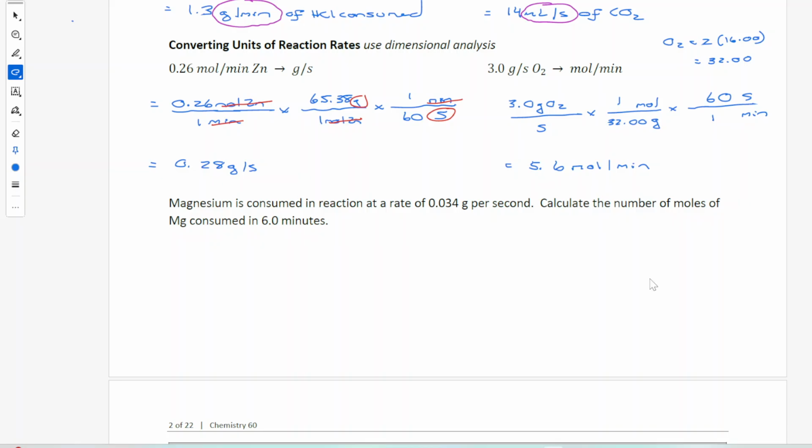Magnesium is consumed in a reaction at a rate of 0.034 grams per second. Calculate the number of moles of magnesium consumed in 6 minutes. Now, there's more than one way of doing this. Some people will start with this 0.034 grams per second, and then what we want to do is convert that into moles. Or some people will start with the fact that we know we have 6 minutes. So it's kind of up to you.